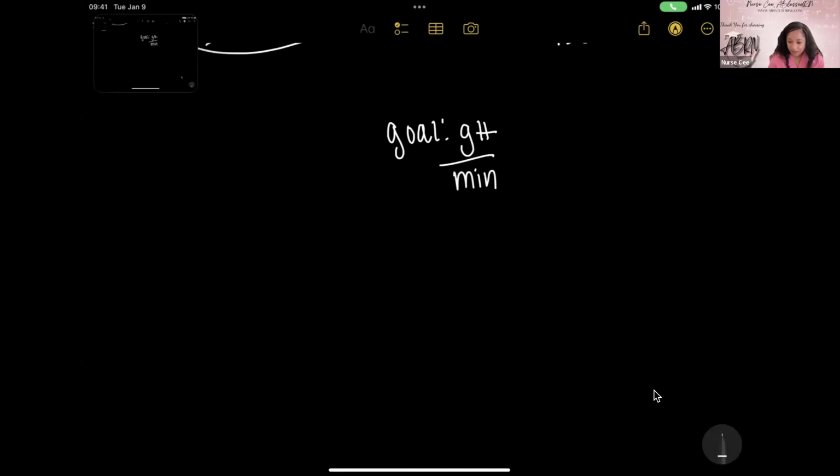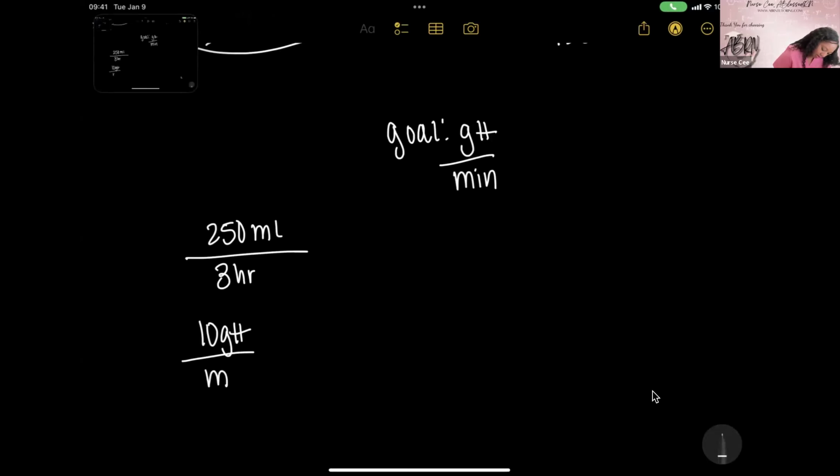Drops per minute. Okay. All right, so what we had was 250 milliliters. So that was your volume. Remember, it's got to go over time. So 3 hours. We had a drop factor of 10 drops per milliliter. And then we need to know how many drops per minute.